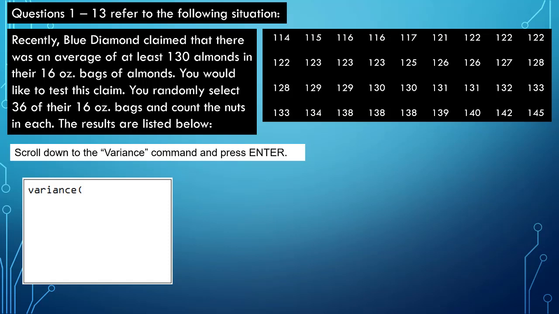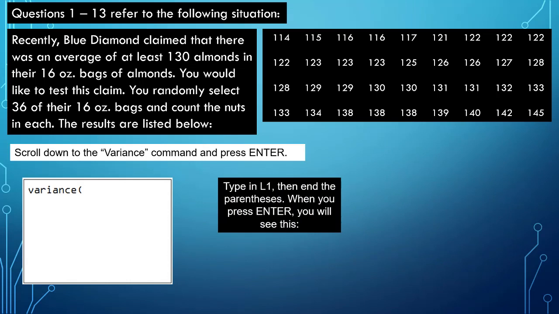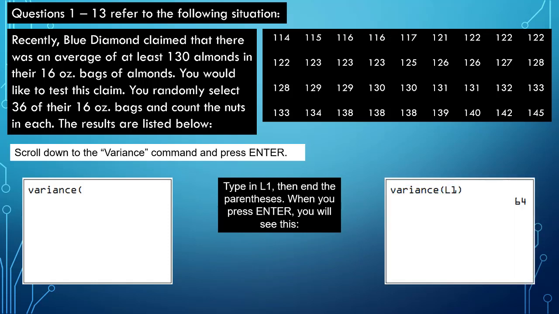variance. So we need to tell it what list we want the variance of, and that's going to be our L1 list. So we're going to have to type in L1. To do that, we press the second function key and the 1 button, and that'll type in L1. Then you have to end your parentheses and press enter, and when you do that, you'll see this. The variance is 64. That's a really nice variance, actually. And that is the sample variance. This always gives the sample variance. So our variance here, S squared, is 64.